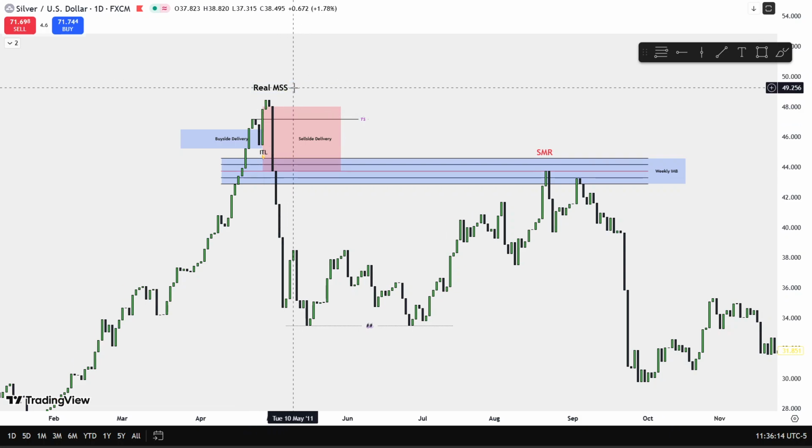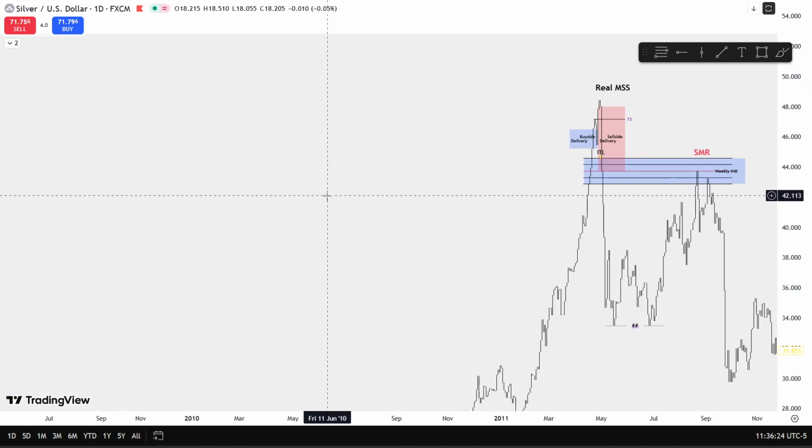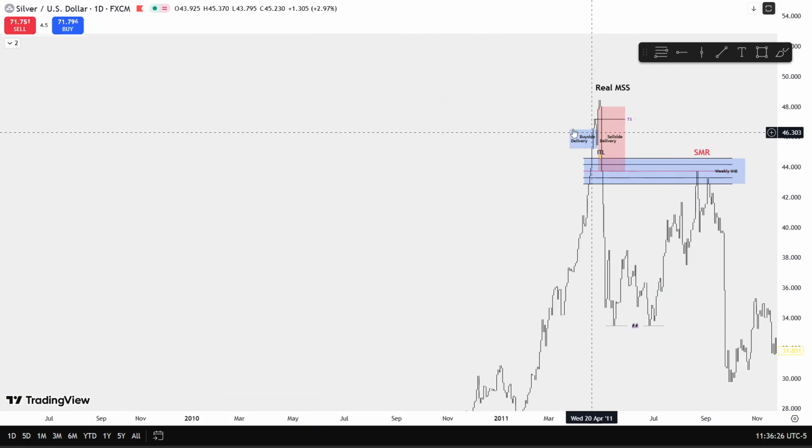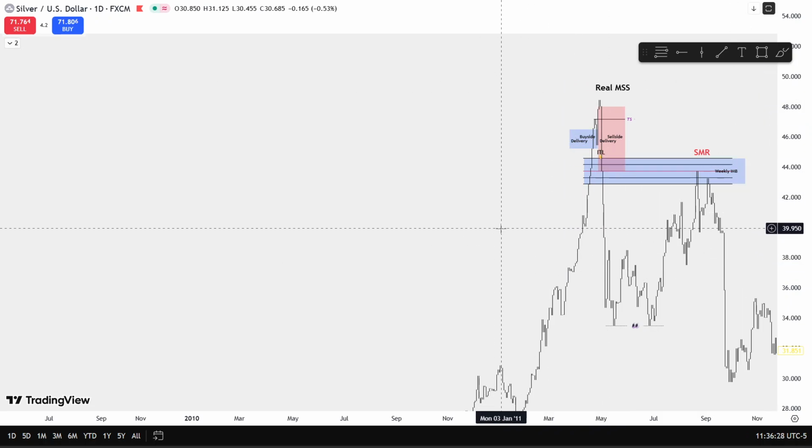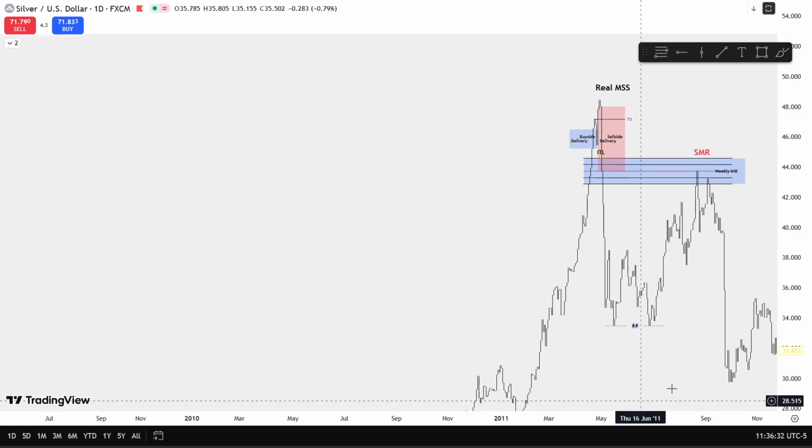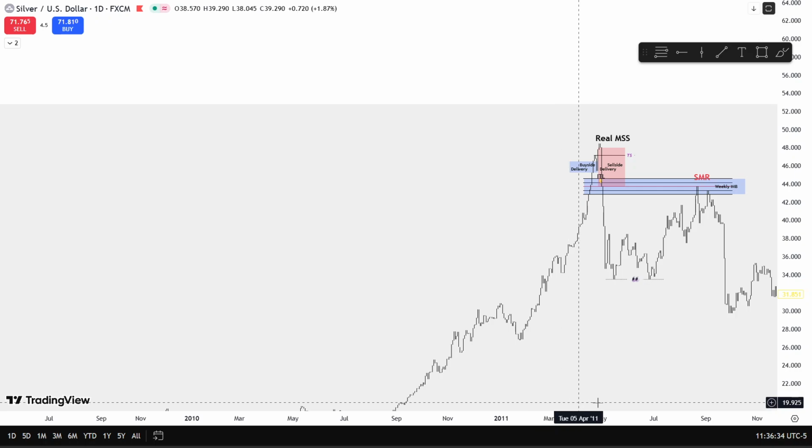So what is a market structure shift? It's not like a low has been broken and then we enter on the fair value gap. That's not a market structure shift. A real market structure shift is inside a range of price, in a required fixed time.